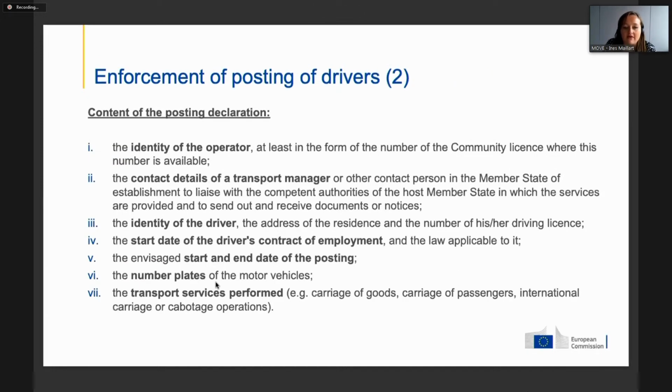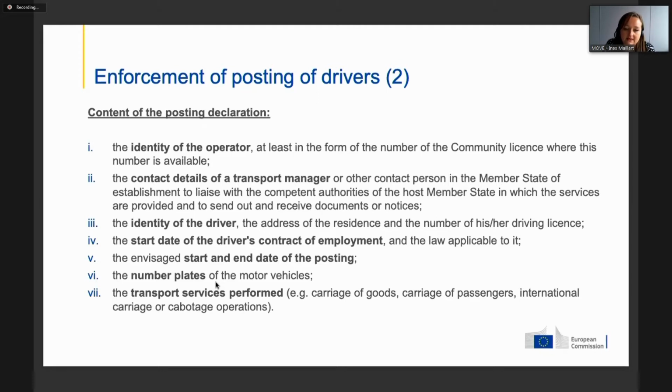Here you have a list of the content of a posting declaration. So there is nothing more, nothing less than what is in the directive, because it's really important to understand why we could not derogate. It's not possible. It is a closed list. So you will have on this posting declaration the identity of the operator, at least in the form of the community license, and there is also a field for the VAT number.